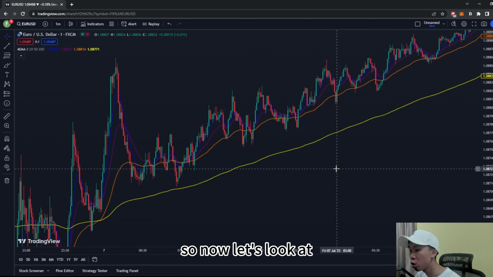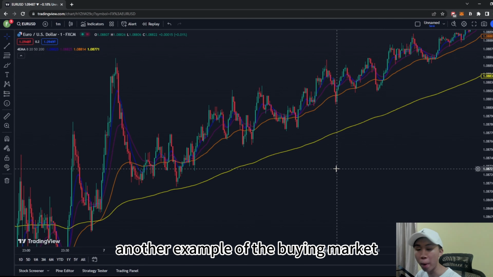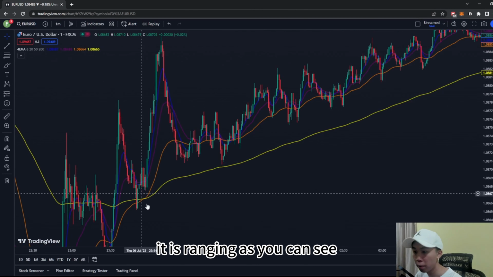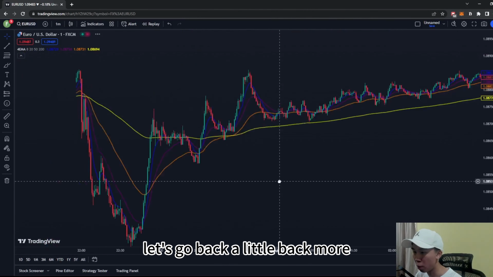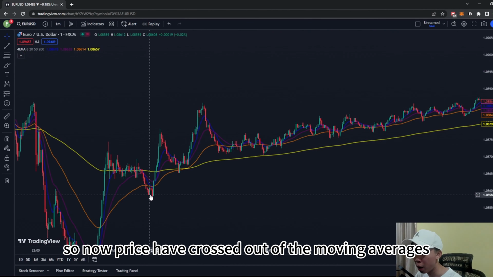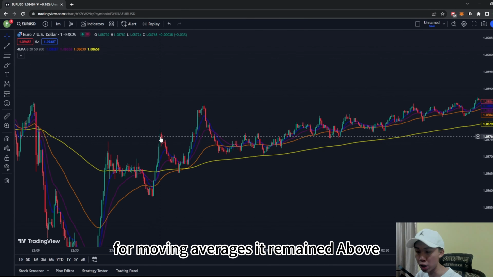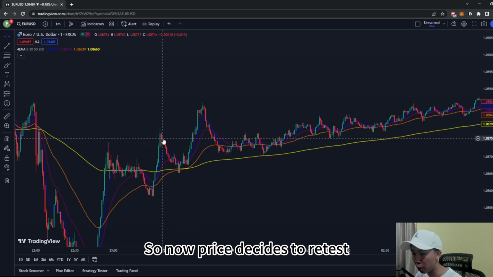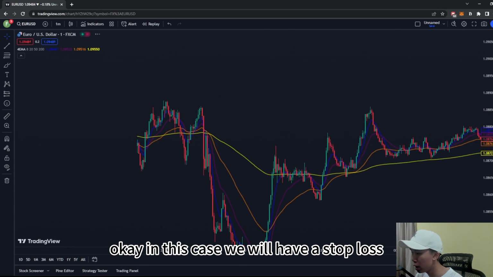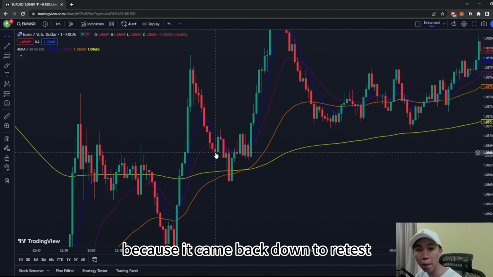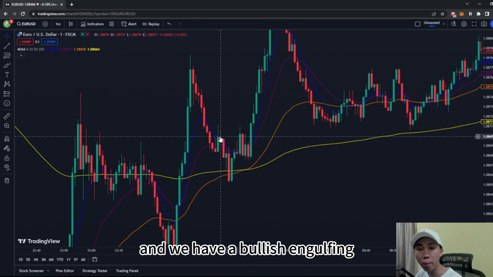Now let's look at another example of the buy market. As we can see, price is very strong. Let's go back a little more. Price has crossed out of the moving averages and remained above all 4 moving averages. Now price decides to retest. In this case, because it came back down to retest and we have a bullish engulfing, we will take a trade.